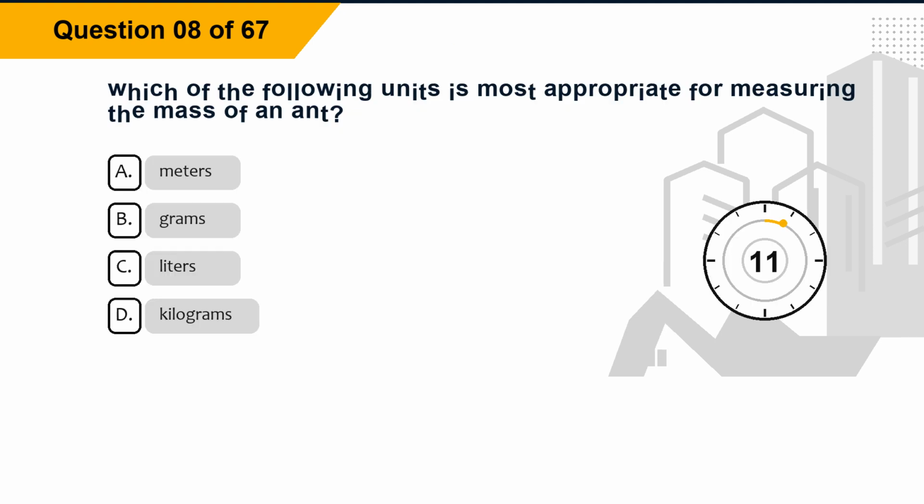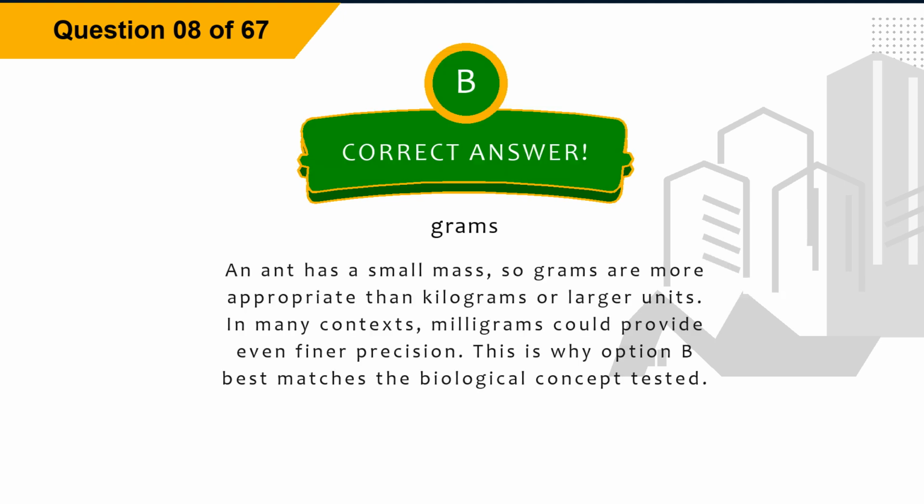Question 8. Which of the following units is most appropriate for measuring the mass of an ant? Option A, meters. Option B, grams. Option C, liters. Option D, kilograms. The correct answer is Option B, grams. Explanation. An ant has a small mass, so grams are more appropriate than kilograms or larger units. In many contexts, milligrams could provide even finer precision. This is why Option B best matches the biological concept tested.